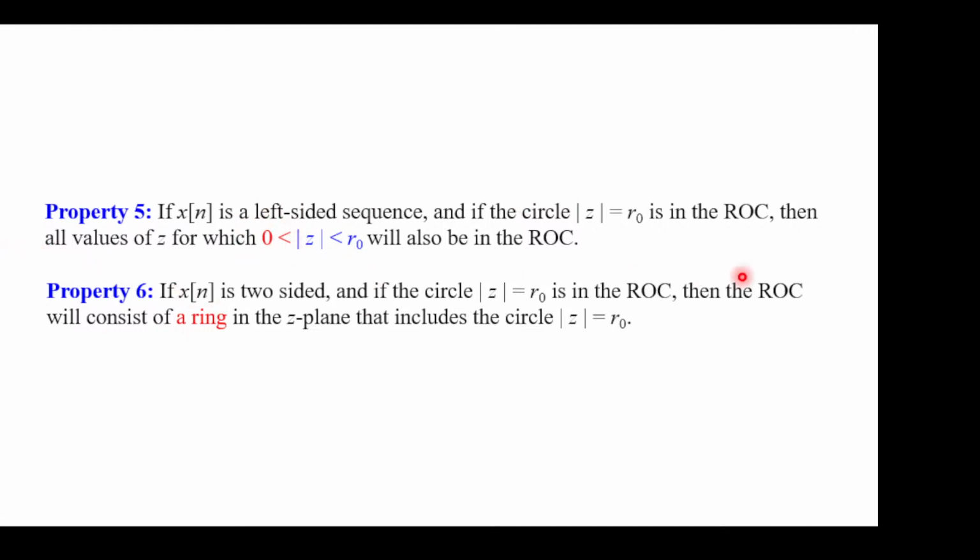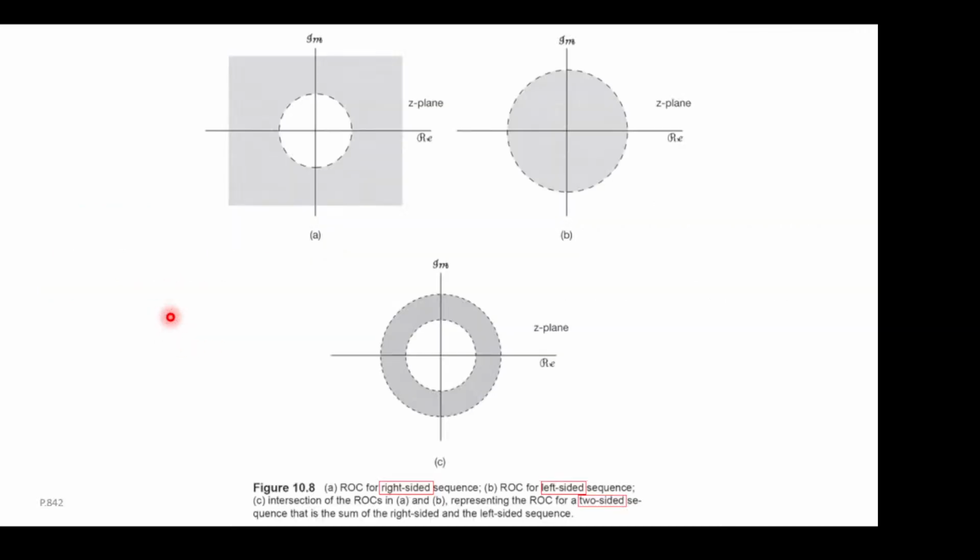And finally, if you are two-sided, then your ROC is a ring. And here the important thing once again is that there is one ring. There is no 2, 3, 4. There is only one ring. So here are some examples. If you are right-sided, you're outside, but you might not include infinity. If you are left-sided, your ROC is inside, but you might not include 0. And if two-sided, then you are likely a ring.